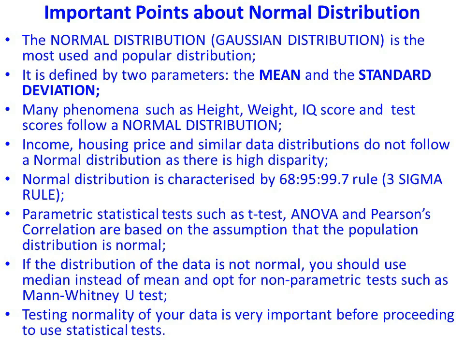Parametric statistical tests such as t-test, ANOVA and Pearson's correlation are based on the assumption that the population distribution is normal. If the distribution of the data is not normal, you should use median instead of mean and opt for non-parametric tests such as Mann-Whitney U-test. Testing normality of your data is very important before proceeding to use statistical tests.